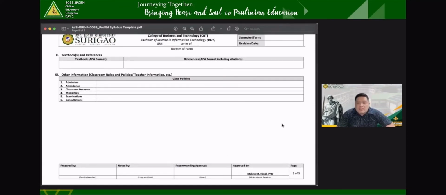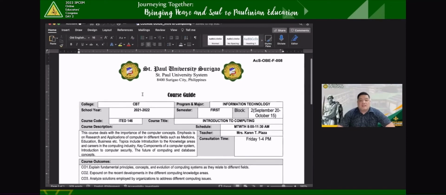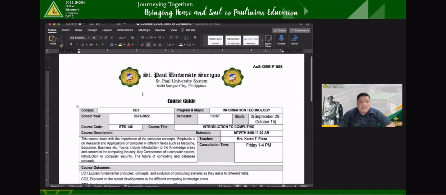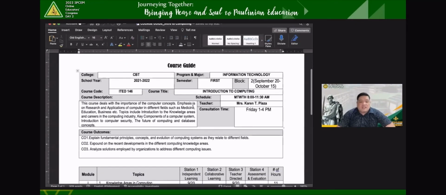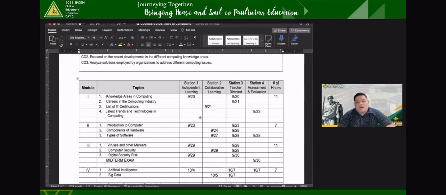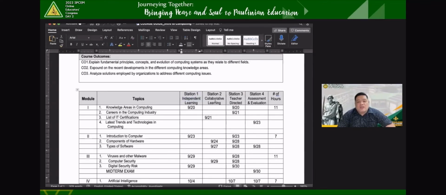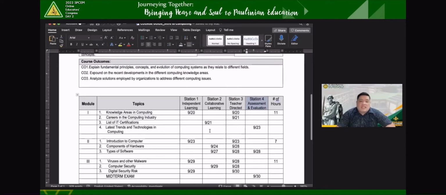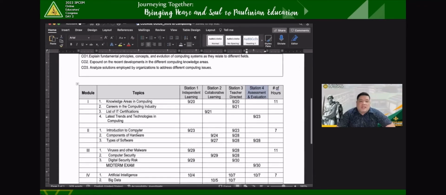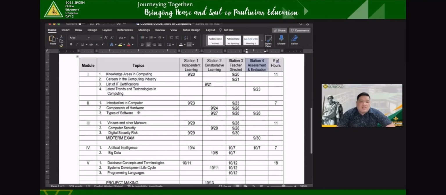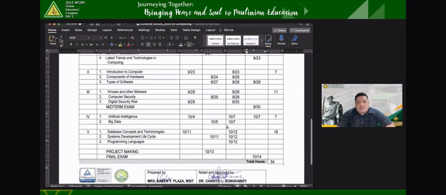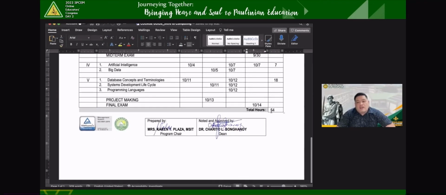And then we have the third template, which is our course guide template. Let me check. Where is it? This one. Actually, this is an example of a course guide from the College of Business and Technology. Since we have the reflex framework, which is Station 1, independent learning, Station 2, collaborative learning, Station 3, teacher-directed, Station 4, assessment and evaluation, we have to make sure that each particular subject that is offered will have a course guide, making sure that all the topics will be covered by any of these stations. That's why we can see some dates here for a total of 54 hours if this is pure lecture.